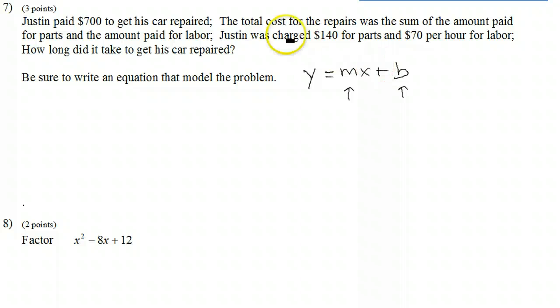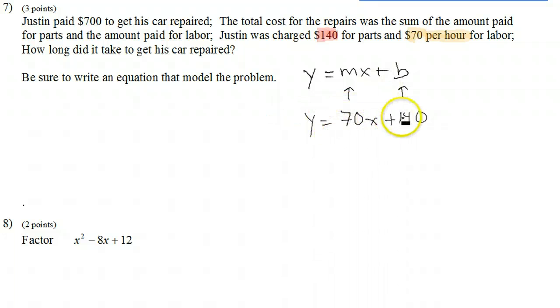Is there anything I'm paying just once? And yes, there is. If I look at the problem, we can tell that we're just paying for parts, $140, only once. On the other hand, the amount we're paying for labor is $70 per hour. And so that tells us that's changing over time. That's a rate of change, right? So that means we can plug those numbers in. So our slope is the $70 per hour times however many hours we work. Plus we also paid $140, just one lump sum fee.